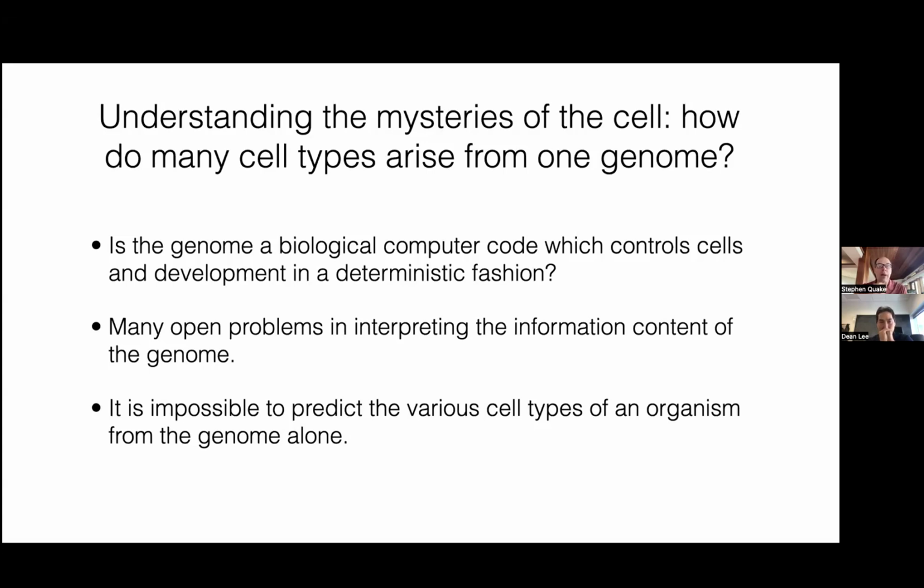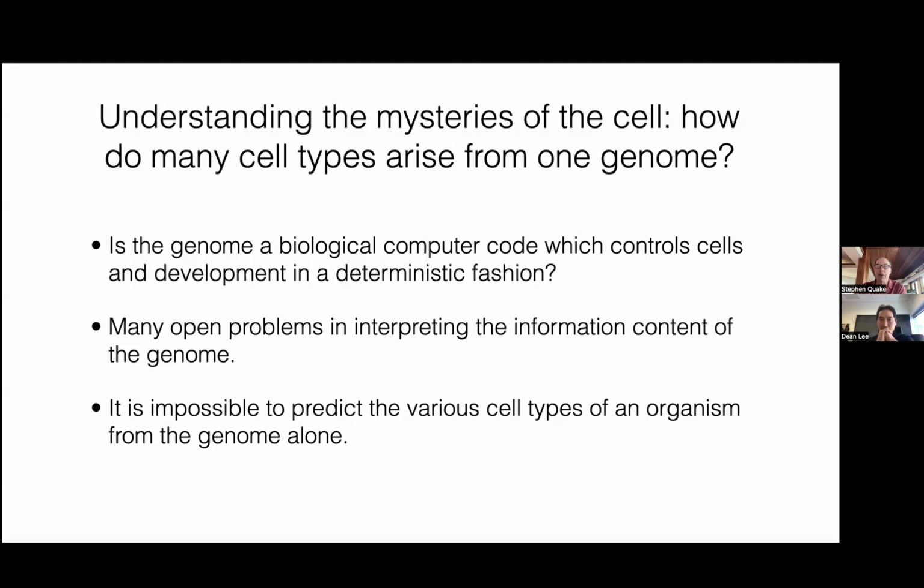Is the genome a biological computer code which controls development in a deterministic fashion? There's many open problems interpreting the information content of the genome. In particular, after a couple of decades of having genome sequences in hand, it is still impossible to predict the various cell types of an organism from the genome alone. It's not clear that it's possible, in fact. Many of us believe it probably should be, but it's not been done yet. And so that's one of the limitations.